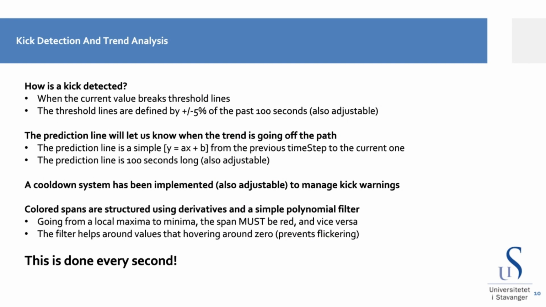There is a cooldown system on these alarms, because otherwise it's constantly nagging the user that yeah, you're actually experiencing a kick now, and it's on 20 seconds. Color spans, like you saw earlier, have a simple polynomial filter applied to them, meaning that if the values are around the 0 mark, it'll smooth out the line, and this just helps with flickering, because if you're hovering around that flat value, it will flick between green and red. This is all done every second.